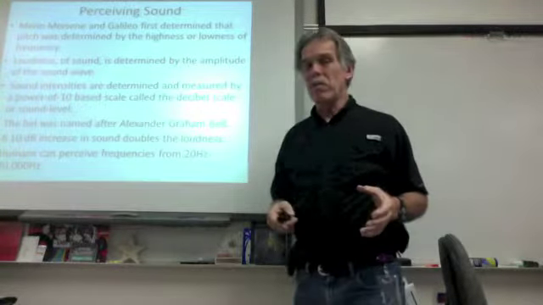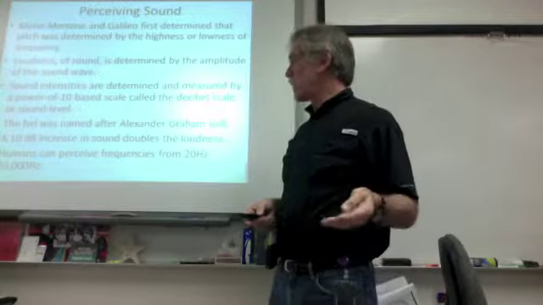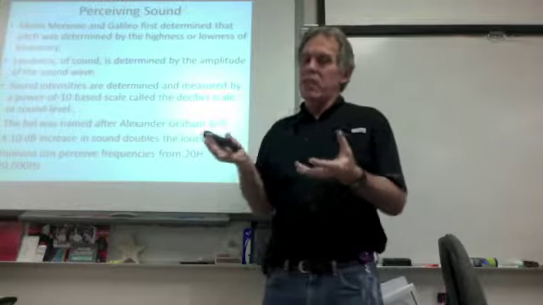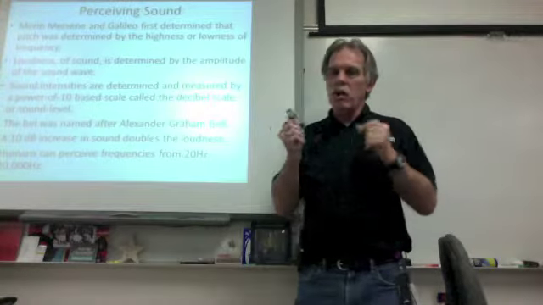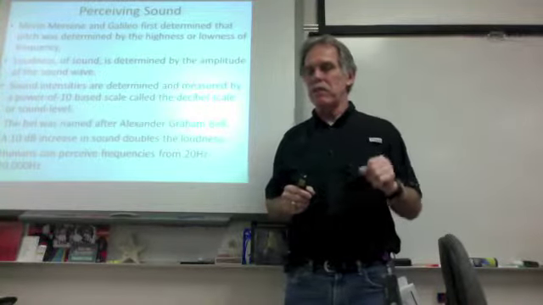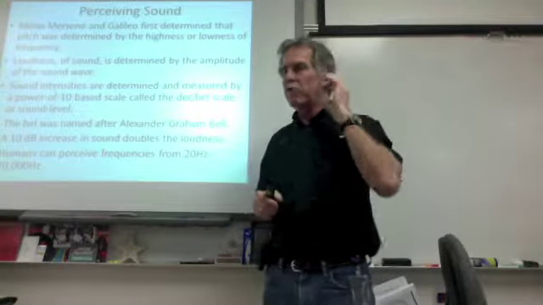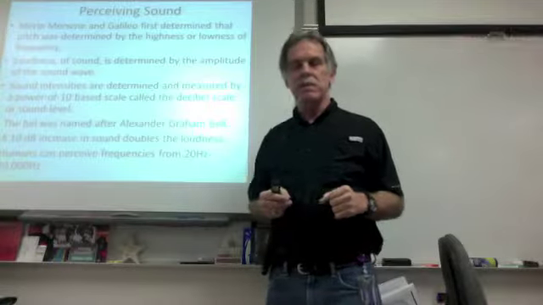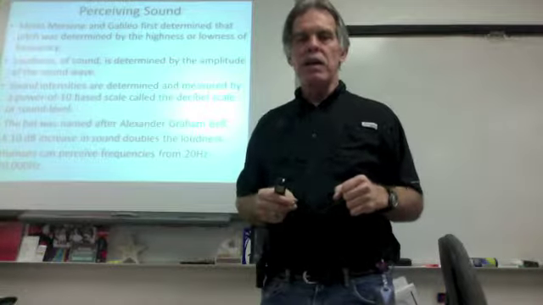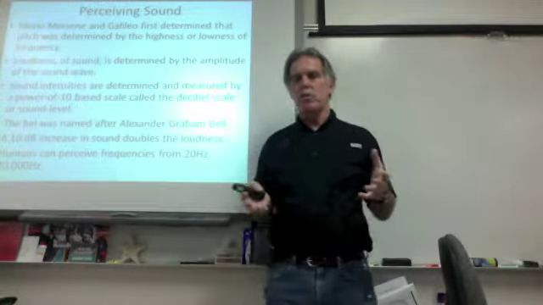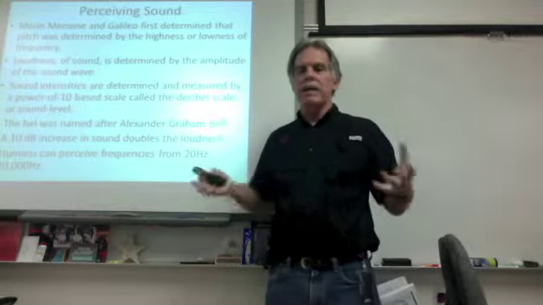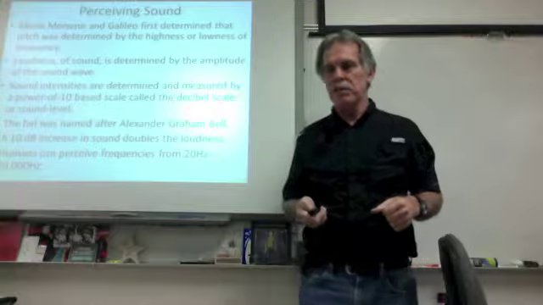Humans generally, when they're born, can perceive from 20 to 20,000 hertz. When you get to be teenage years, you've probably lost a little bit of that, especially if you listen to loud music with headphones on. You might get to maybe 16 or 17,000. And the average human is somewhere less than 20 to 20,000, but that's what we call the perceivable range.